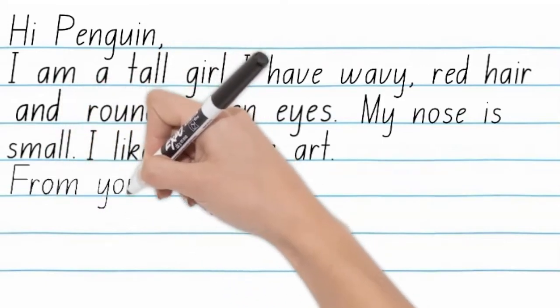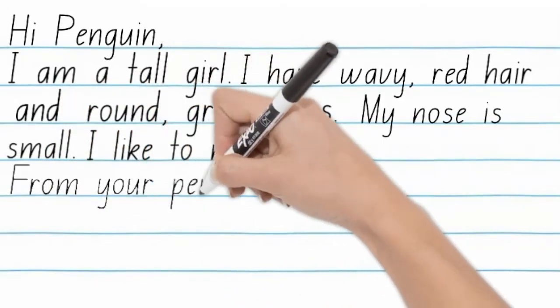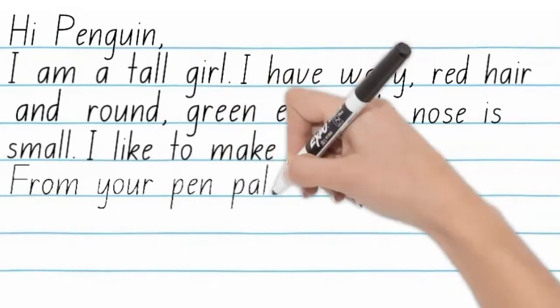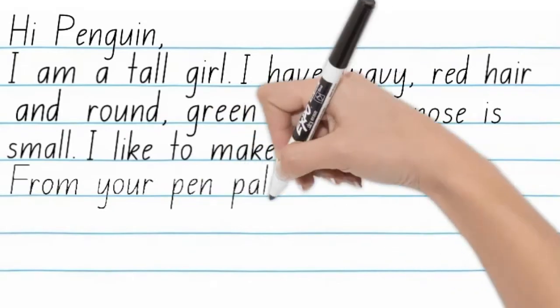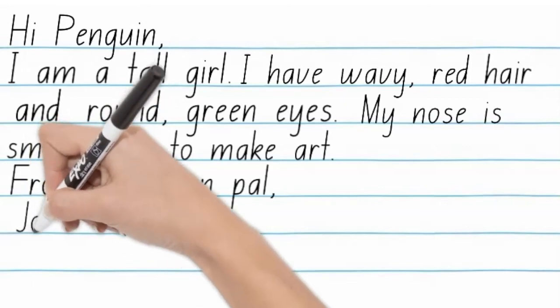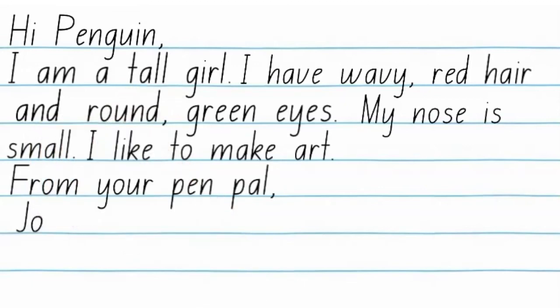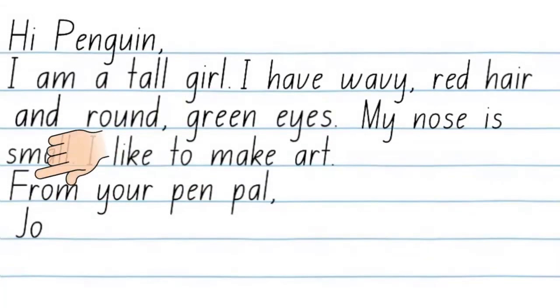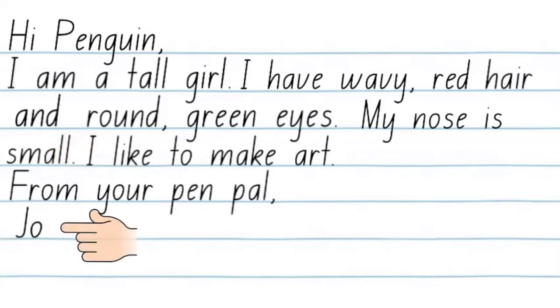Because this is a letter, I have to put from your pen pal on a new line. Instead of a full stop, I use a comma and I write my name Joe on a new line. No full stop, just Joe. Pause the video and go and finish your letter off by telling the penguin who the letter is from. Remember to use a capital letter at the beginning of the sentence and for your name too. Remember to put your name on a line all by itself. I'll see you soon.